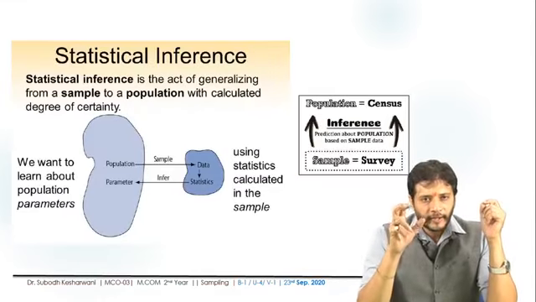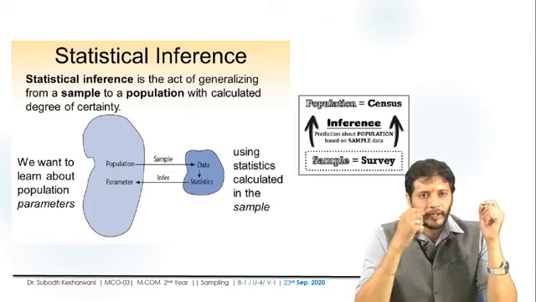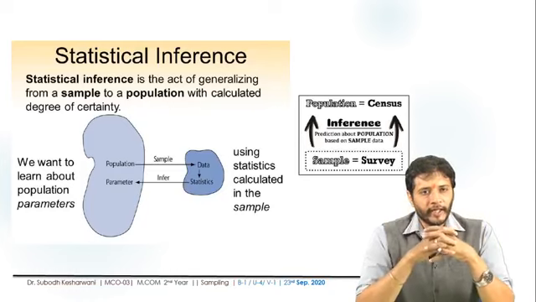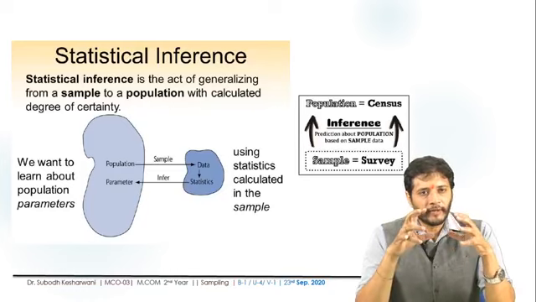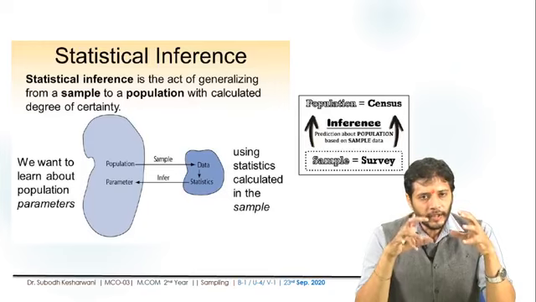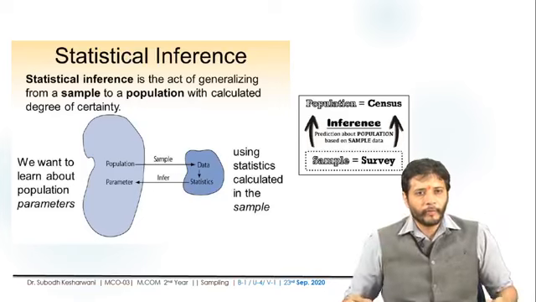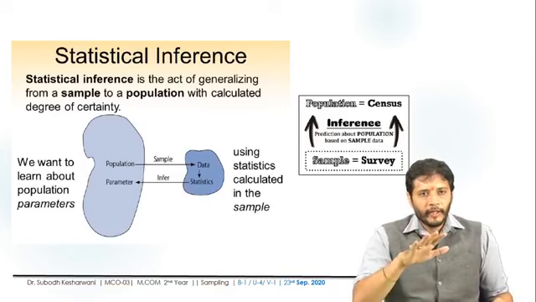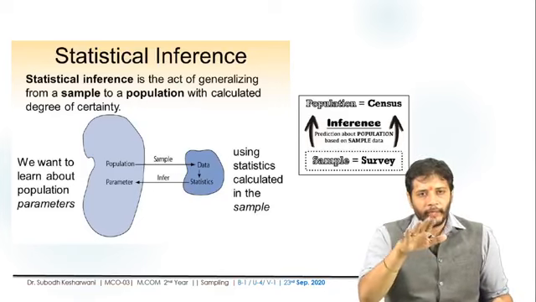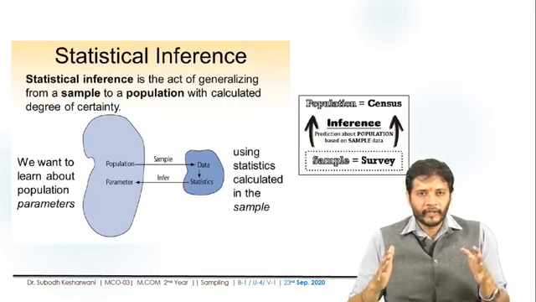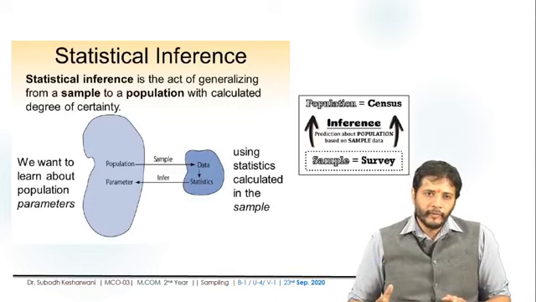So anyway, this is statistical inference. When we talk about statistical inference, it is the act of generalizing from a sample to a population with a calculated degree of certainty. This degree of certainty means that whatever we have thought of is going to be sure and certain. So we want to learn about population parameters: population, then sample, then data, then statistical inference, then parameters come.